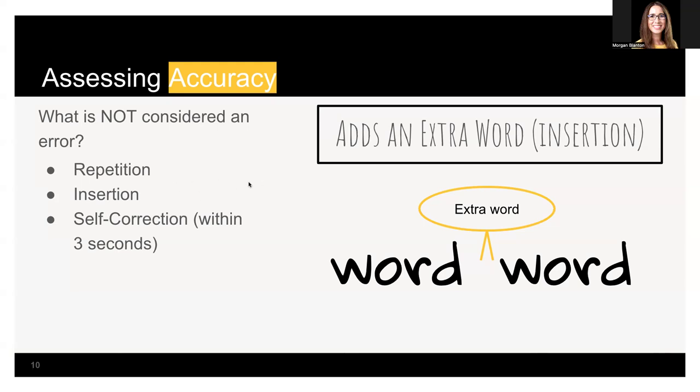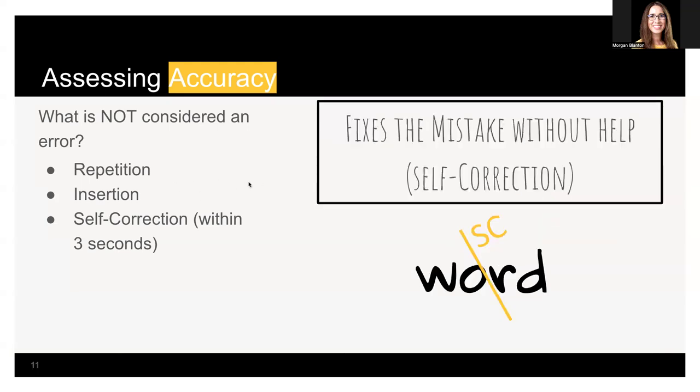And then the last thing that you might see happening is self-correction. So this is when a student makes a mistake and they fix it, and they do it within that 3 seconds. So you really don't have to tell them any words. They said the wrong one, but they fix it really quickly, and so you just mark down that they had a self-correction and it's not considered an error. Now, if they were to go back and self-correct after the 3 seconds, then it would still be considered an error. But you might want to make a note that they self-corrected.